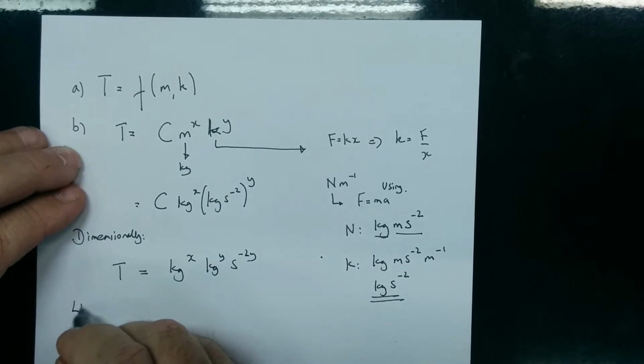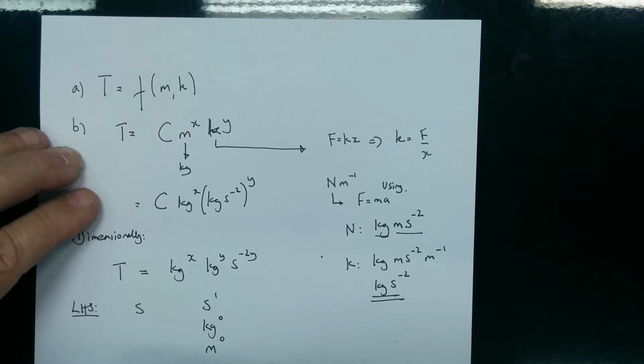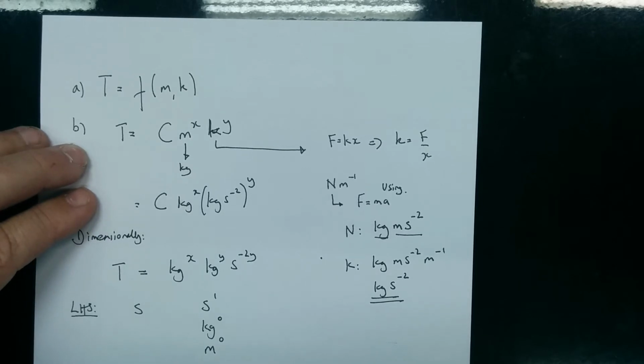On the left hand side we have seconds, which gives us seconds to the 1, kilograms to the 0, meters to the 0. On the right hand side we have seconds to the minus 2y, meters to the 0, and kilograms to the x plus y. And now we just equate them.